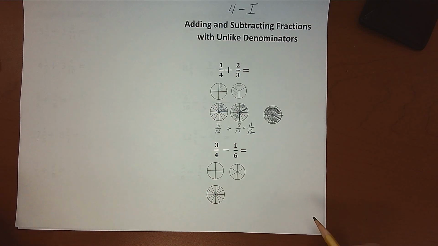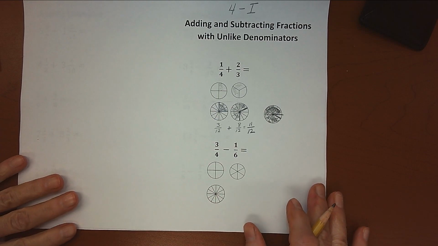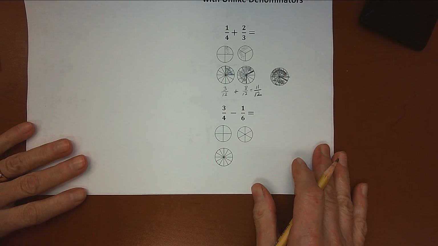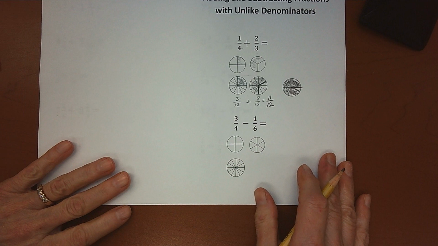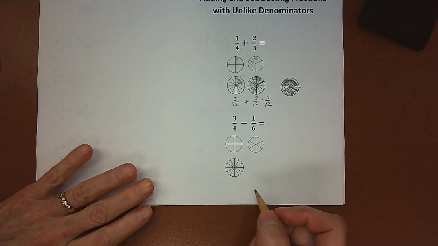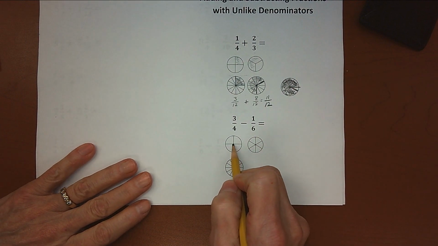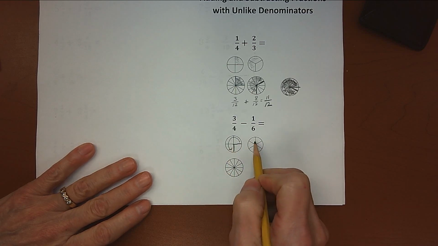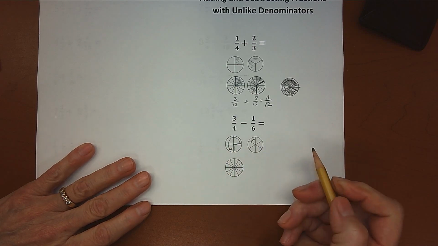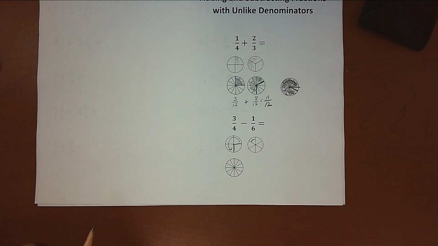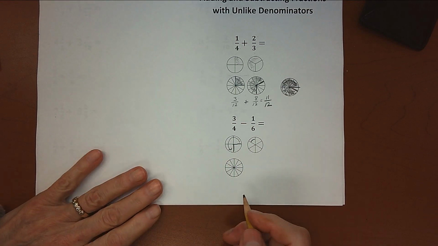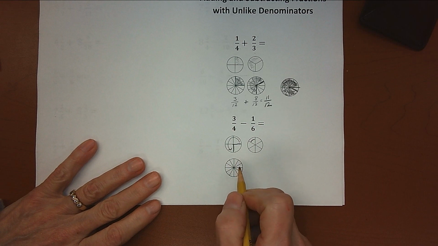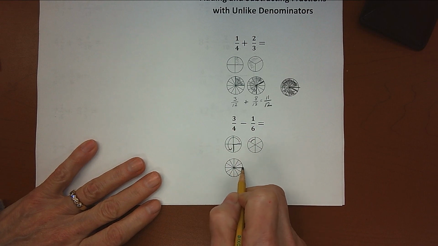And again, you just see that with the model, the need for finding a common denominator in order to be able to add or subtract fractions. So let's look again at this model down here for subtracting. We've got 3/4 minus 1/6. And so again, we've got 3 of these sections here, and we want to subtract just one of these little sections here, but we don't have anything common that we can work with, so we've got to change these into 12ths.